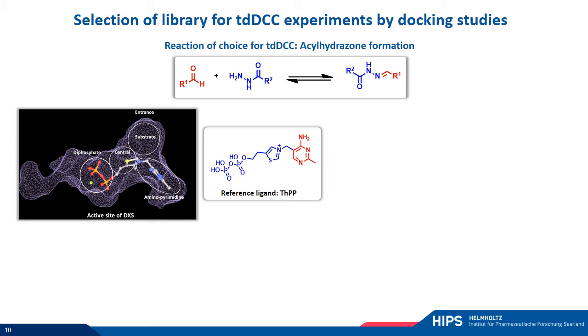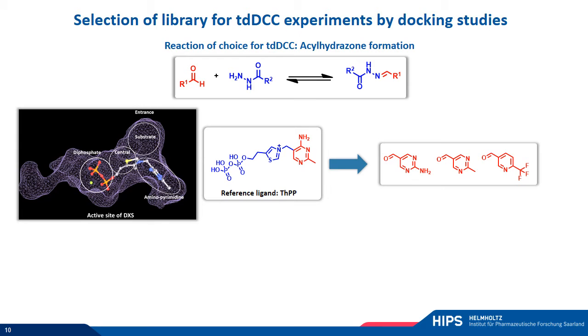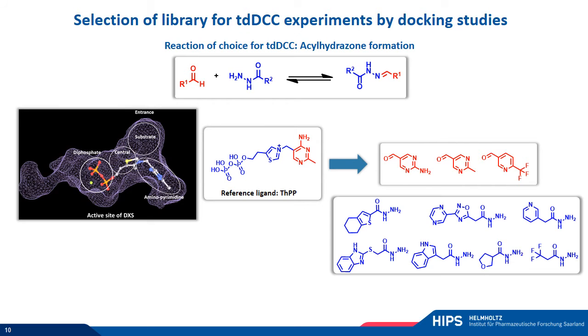So it's important to note here that structural information of the cofactor, enzyme or inhibitors is not at all necessary for running the DCC experiments, and even a random selection of building blocks could also be possible. Here we have selected 3 aldehydes containing pyrimidine and pyridine moiety, and 7 different hydrazides, mostly featuring various heterocyclic cores. So in total, we would get 21 acylhydrazone products from this library.